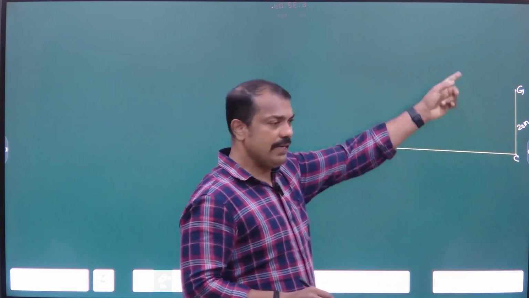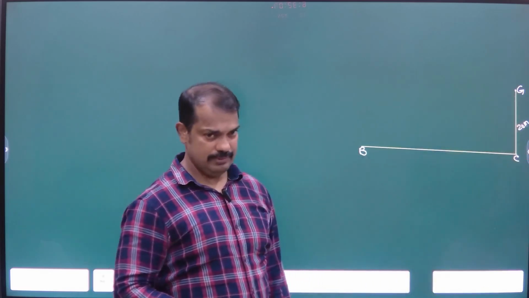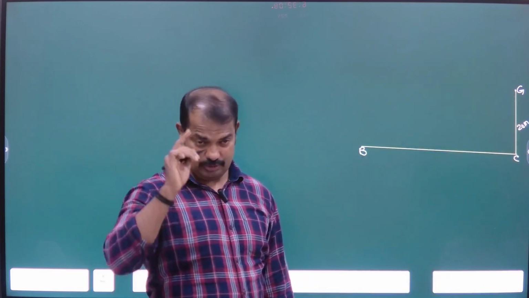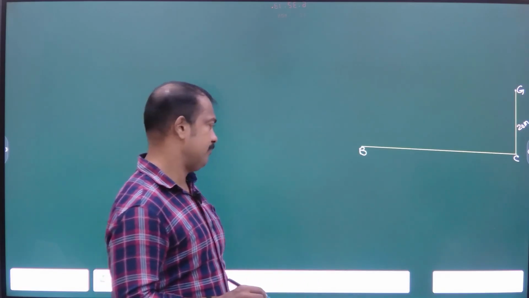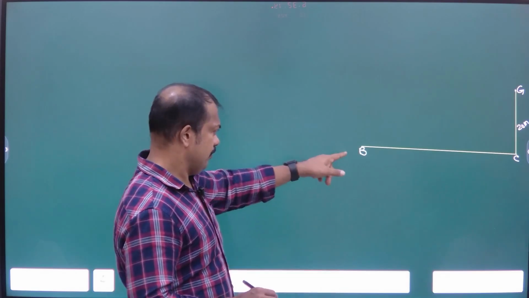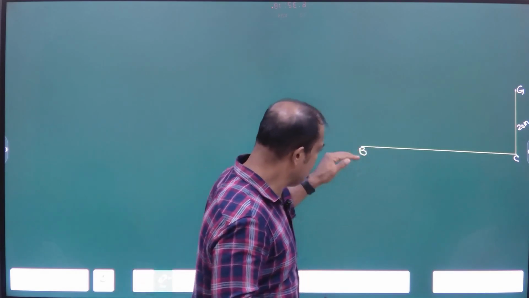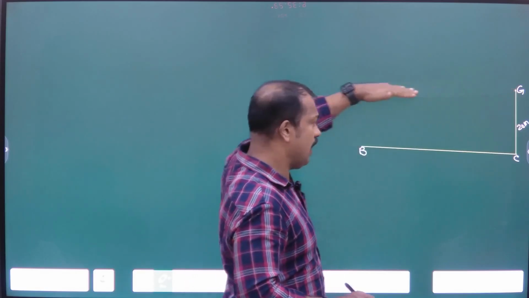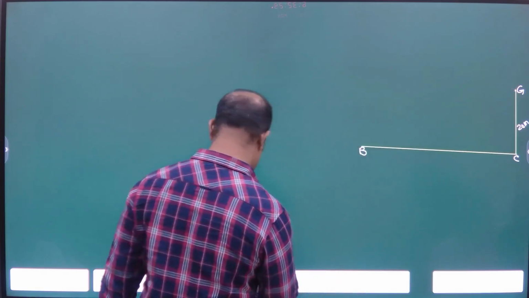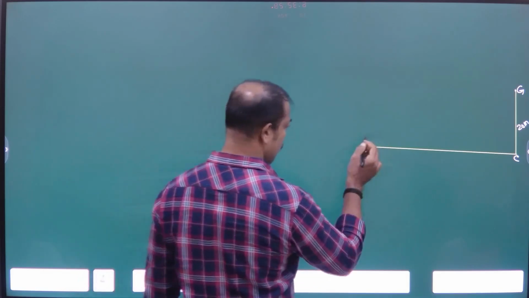CG, that is a building. C is the foot of the building. G is the top of the building. Where is the girl? Top of the building. The boy is standing on the ground. So for the boy, this is the eye level, and for the girl, this is the eye level. The girl's eye level we can draw at the end.